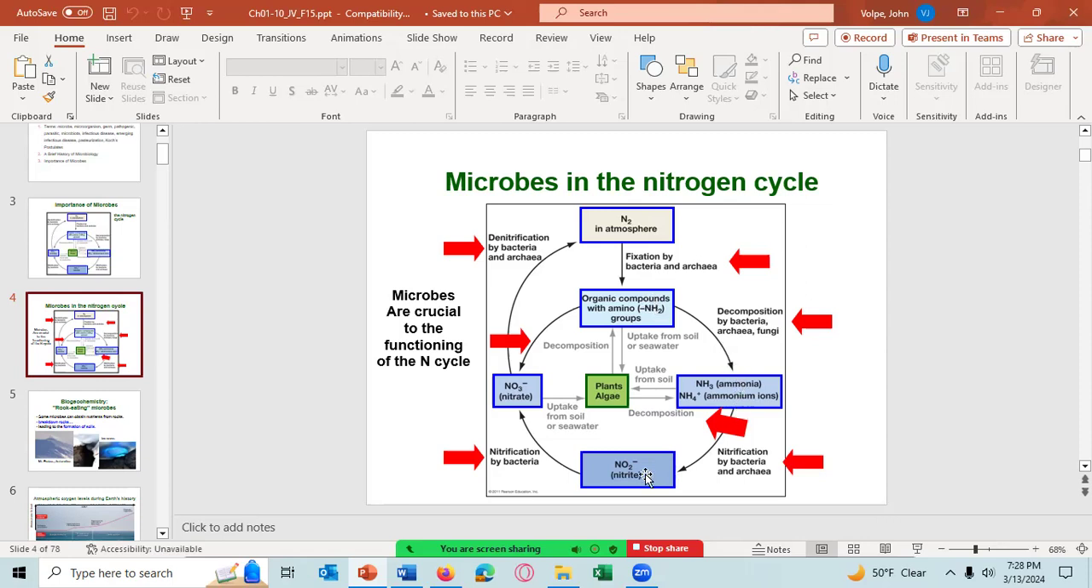Ammonia can be changed into nitrite, nitrite into nitrate. All of these are happening by a microbe. And then the nitrate is what green plants prefer to use. They'll use nitrate for their organic nitrogen source. And then eventually they'll die, releasing it as ammonia, starting the cycle again. And then nitrate can be converted back into nitrogen gas in the atmosphere.